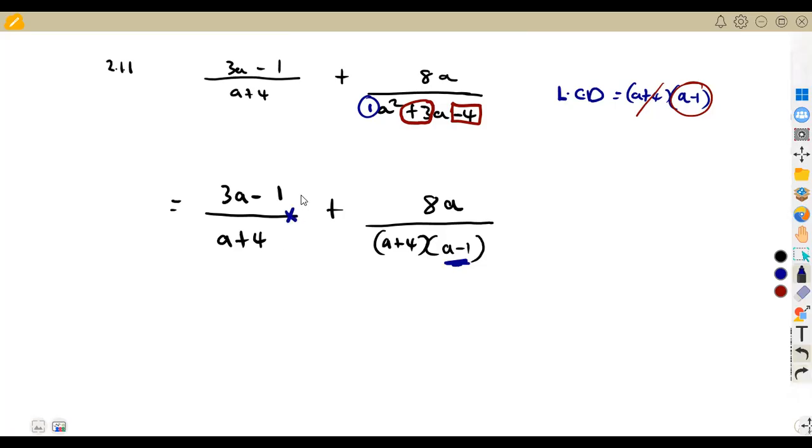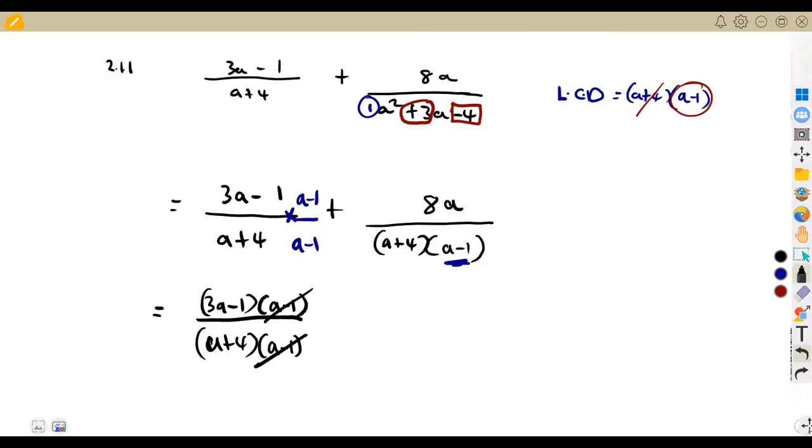So what I do not have, I multiply by it. So I'm going to multiply by a minus 1 over a minus 1. You multiply both the numerator and denominator, so it's like you're multiplying by 1. So you haven't changed the meaning of the question. This is the same as 3a minus 1 into a minus 1 over a plus 4 into a minus 1. But do not cancel this, because if you cancel, you have neutralized your question back to where it was.